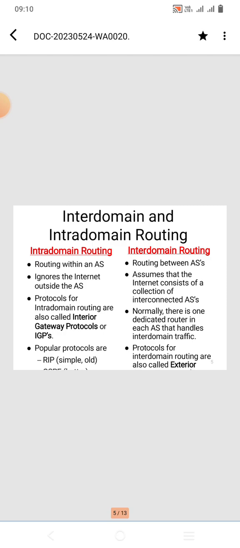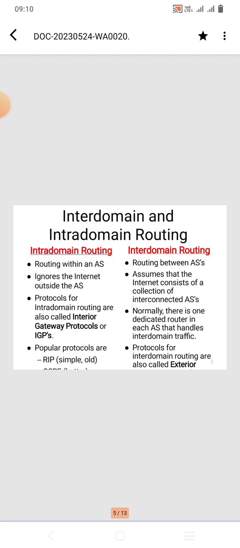Routing can be done within a domain or between domains, called intra-domain and inter-domain routing. Intra-domain routing is when we route the packet within an autonomous system. Inter-domain routing is when we route from one domain to another. Intra-domain routing ignores the internet outside the AS, whereas inter-domain routing assumes that the internet consists of a collection of interconnected autonomous systems.